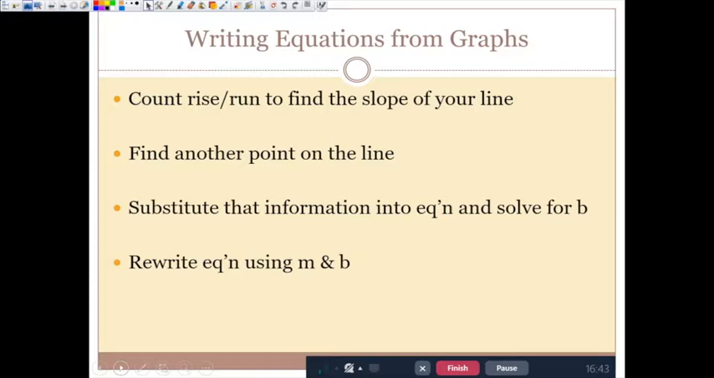However, a lot of times our line will go in between 2 points, so you don't know what the b is. In that case, you need to find another point, substitute the information into the equation, solve for b like we were just doing, and then rewrite as the equation with m and b. So the only real difference here is how we find slope.